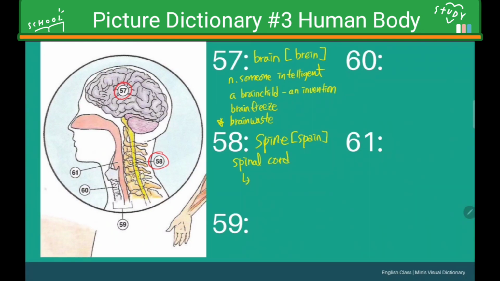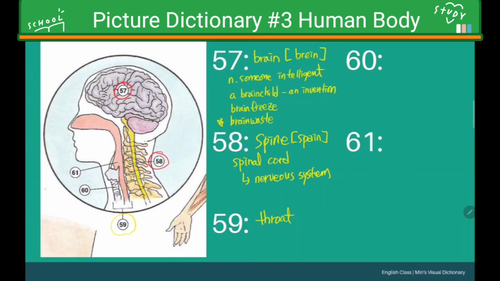And this is where we have all our nerves. So this one has our nervous system. Okay. And number 59, right there, is our throat.